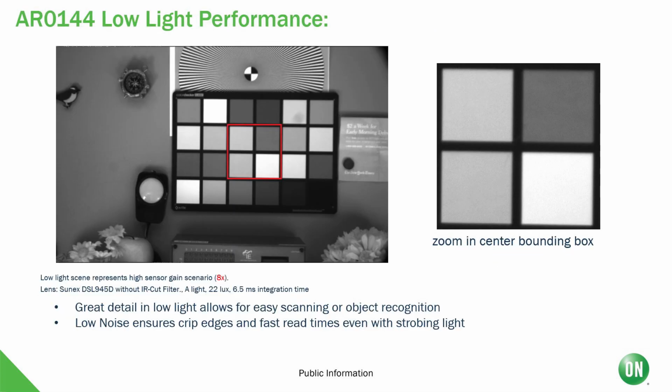Here are some examples of the image sensor's low light capability. Here we are at 22 lux at a 6.5 millisecond integration time, and we can see a zoom in of the capture on the right, showing very good signal to noise ratio, very good ability for a follow-on machine vision algorithm to correctly calculate and process.